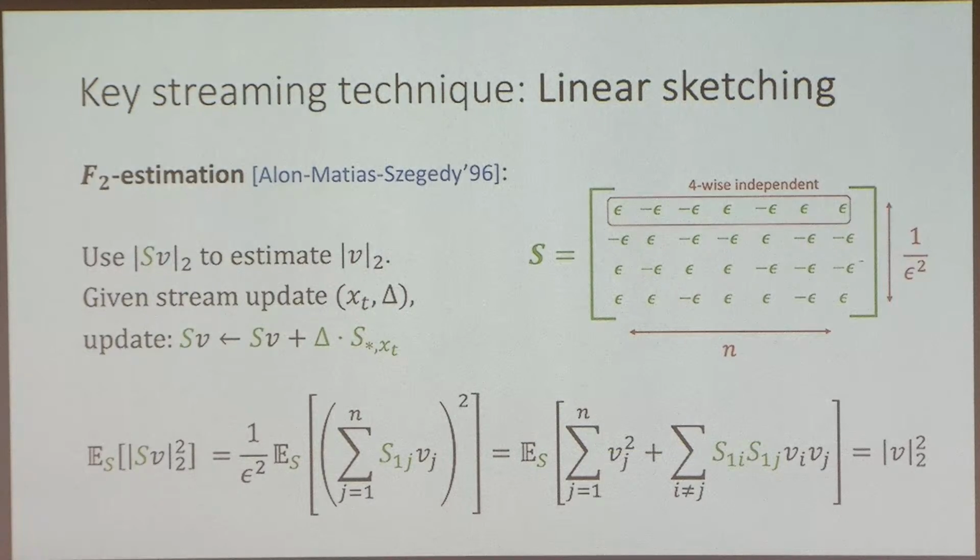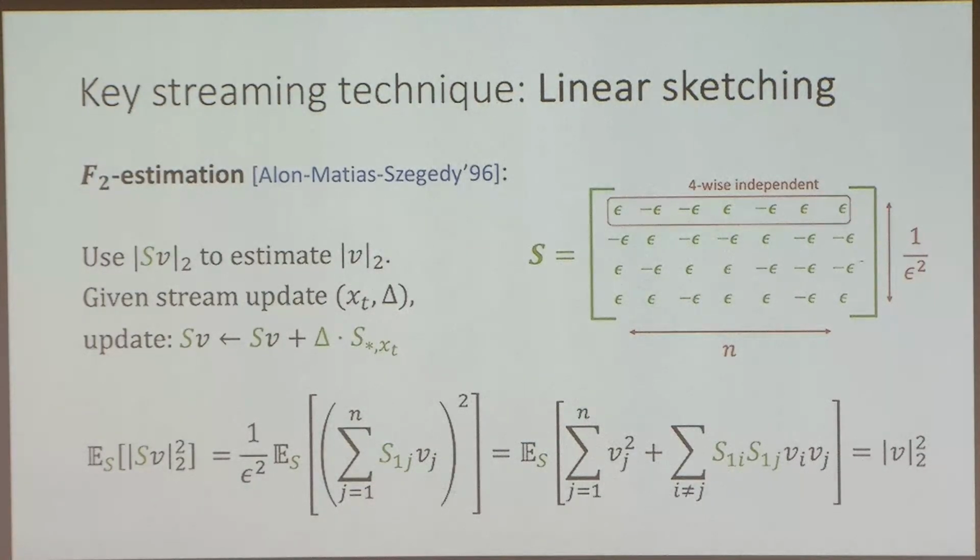The expectation of the norm squared turns out to be the sum of the elements of the frequency vector squared, plus a sum that includes products of pairs of elements of the sketching matrix. The proof that this is an unbiased estimator uses pairwise independence between entries of the same row of the matrix. You actually need fourwise independence for the variance. I didn't include the computation here.